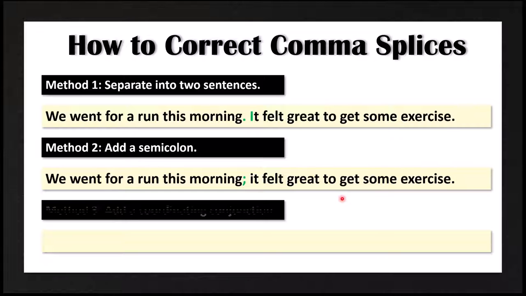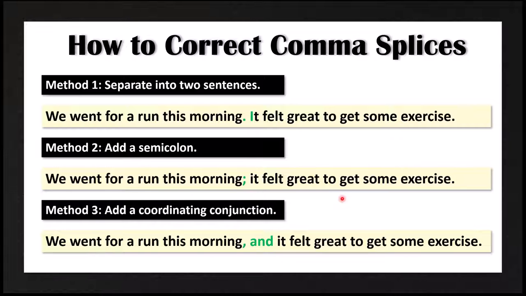And the last method is you can add a coordinating conjunction. So the coordinating conjunctions are for, and, nor, but, or, yet, so. And if you combine it with a comma, it is strong enough to combine two independent clauses. We went for a run this morning, comma, and it felt great to get some exercise. All of these are correct. We have corrected the comma splices. And you can choose any of these methods.